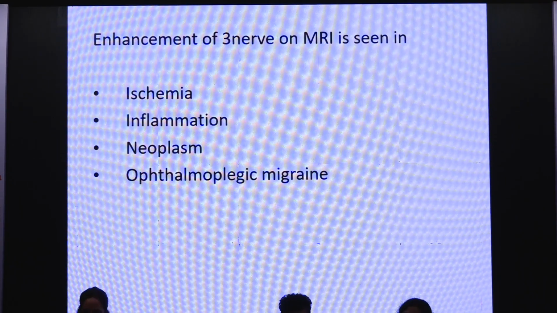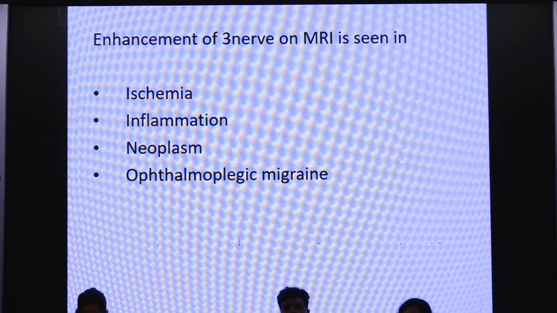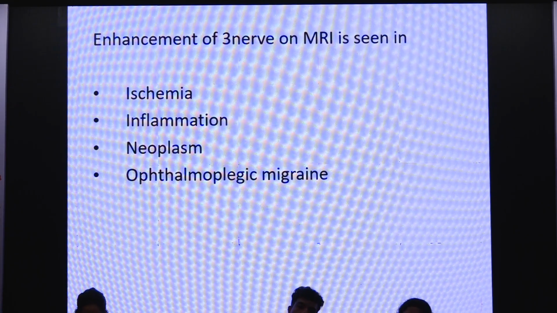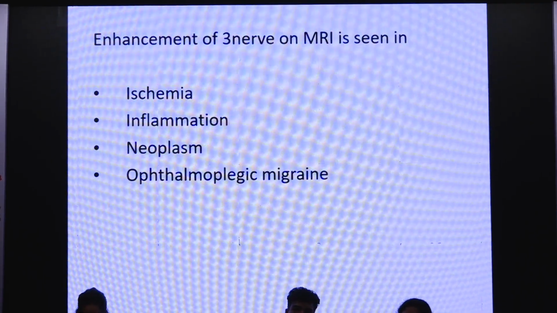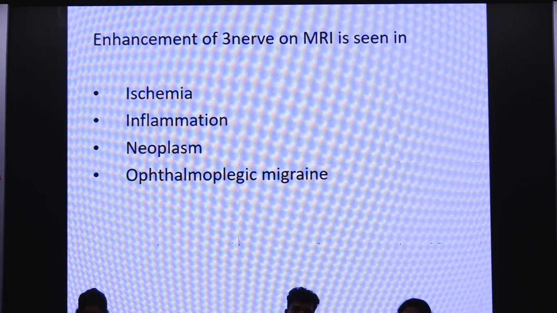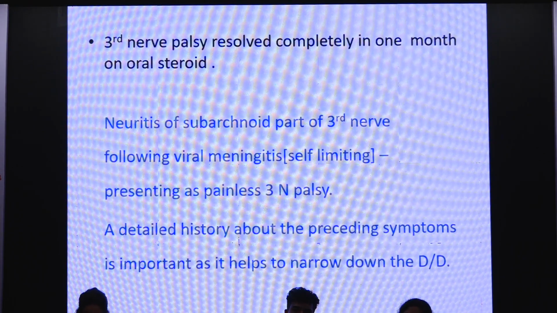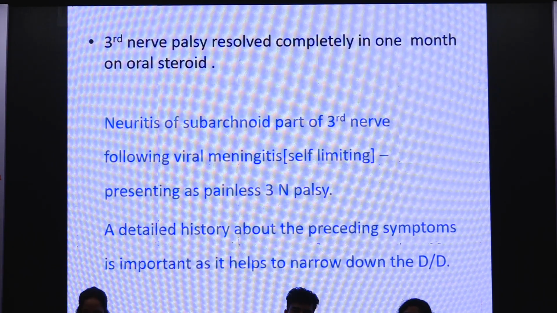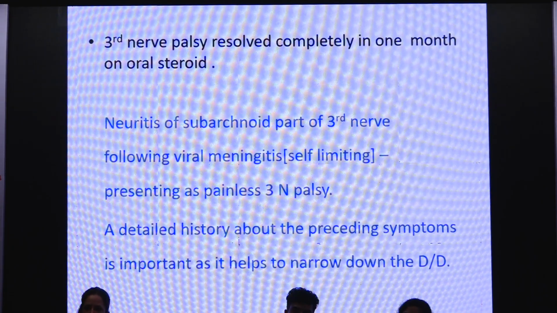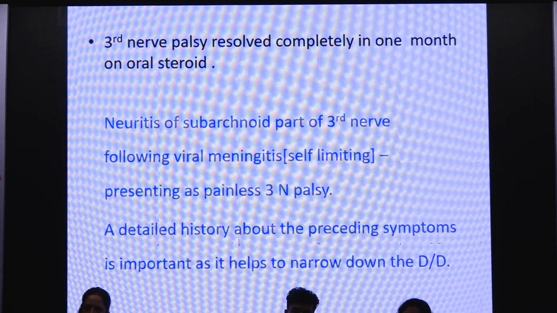In our case, it was the inflammation of the third nerve, the post-viral demyelination of the third nerve, that was responsible for disruption of the blood-brain barrier and enhancement of the nerve. We gave steroids to the patient, and after 1 month or 1.5 months, the patient's third nerve palsy resolved completely. So this is inflammation of the subarachnoid part of the third nerve following viral meningitis, which we all know has a self-limiting course.